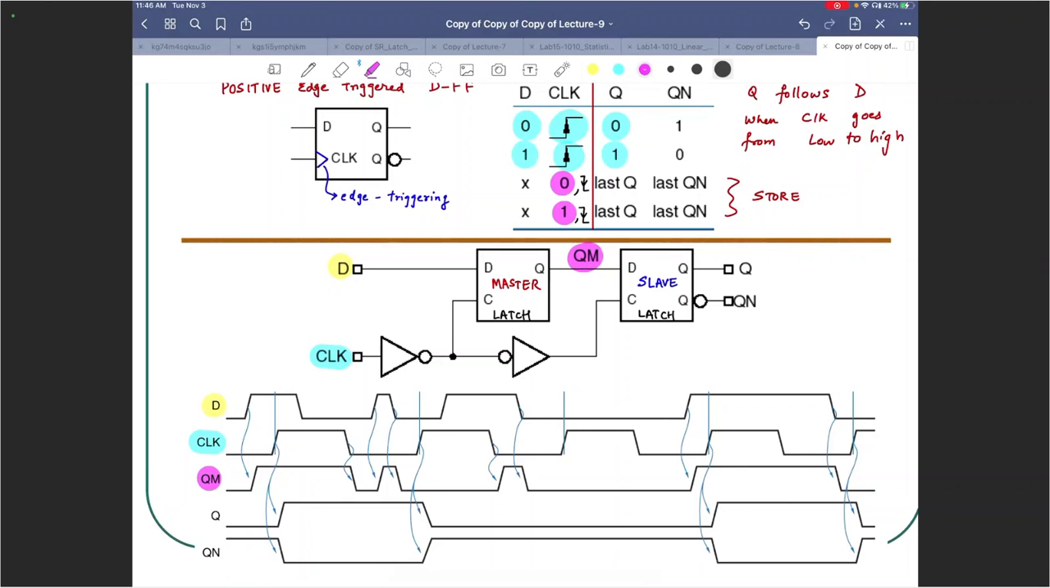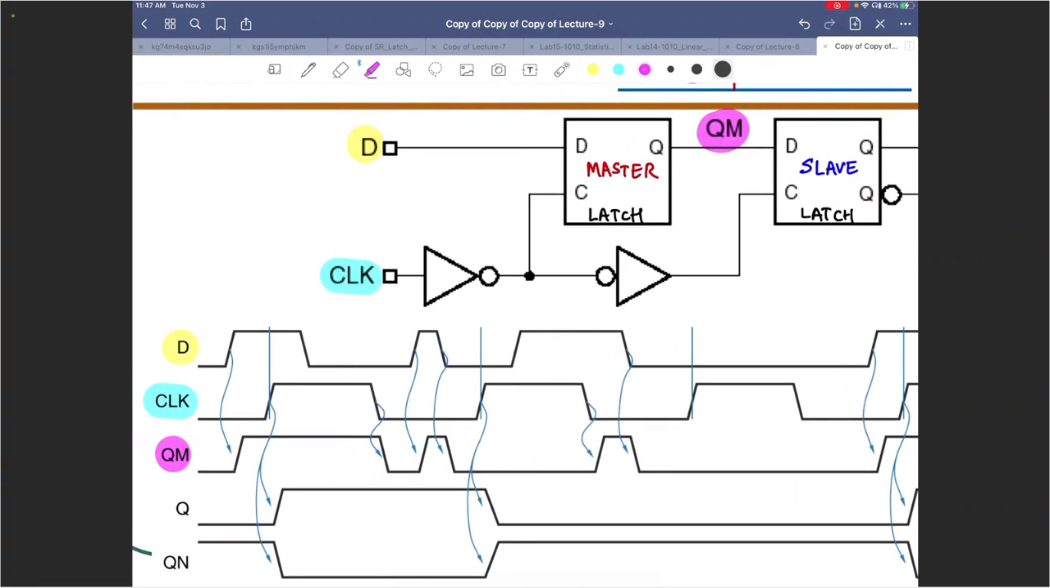Now, let us try to sketch, if not everything, a little bit of the first three. What can I say about the first latch? I said when clock is zero, C will be 1. When C is 1, QM follows D. And then when clock is 1, QM is stored. That's for the first latch.